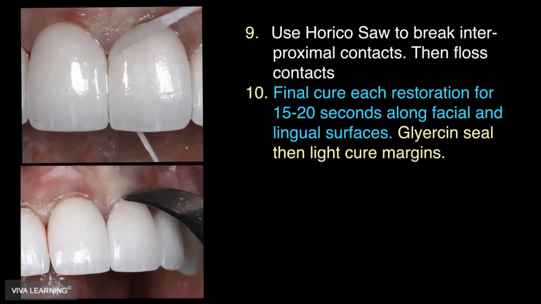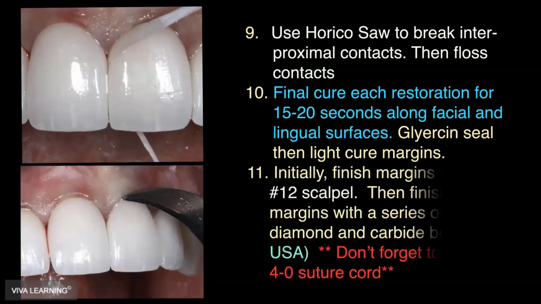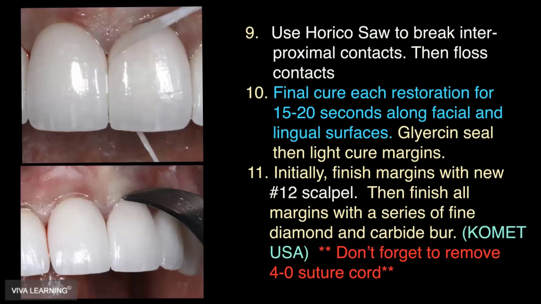Then I'm going to cure all surfaces for 15 to 20 seconds. And then I'm going to put a glycerin seal to remove the oxygen inhibited layer and light cure it one more time around the margins. And then I like to keep my margin finishing very minimal. I like to use a number 12 blade, and then I'll go with carbides along the facial margins because I don't want to start ditching the porcelain.